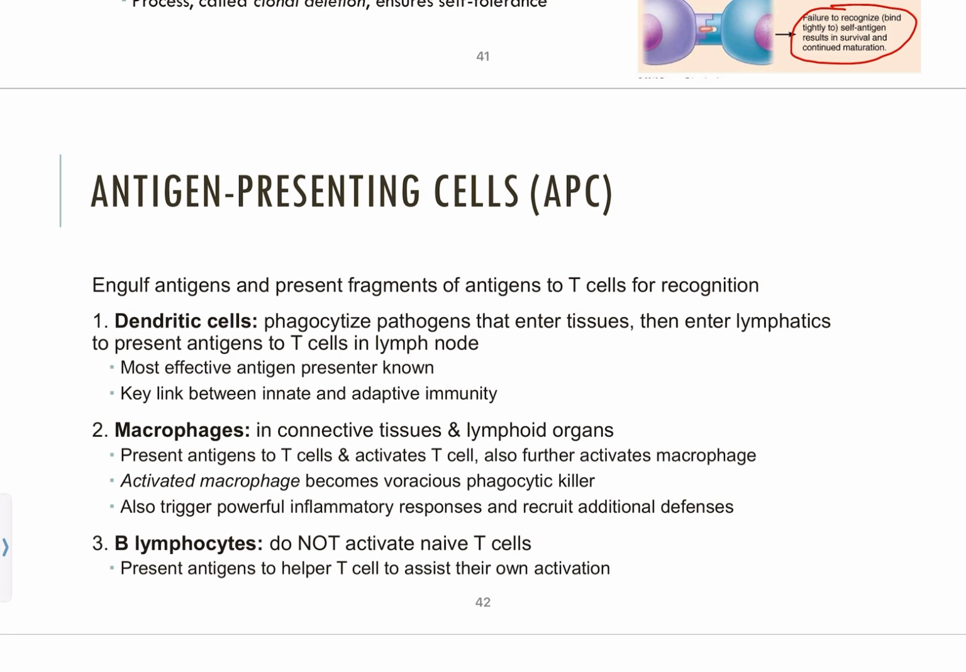Macrophages will do the same thing. So basically, they phagocytize whatever the foreign debris or microbe is, they chop it up, and then they display it on their surface so they can say, hey, there's something here that's not supposed to be here, and this is what it looks like. So they put all these different pieces up on the surface. B lymphocytes, we'll talk a little bit more about next, but they do not activate naive T cells, and they actually present antigens specifically to helper T cells, but it's actually to help their own activation. So dendritic cells and macrophages are our main ones that are going to present it to T cells for recognition.